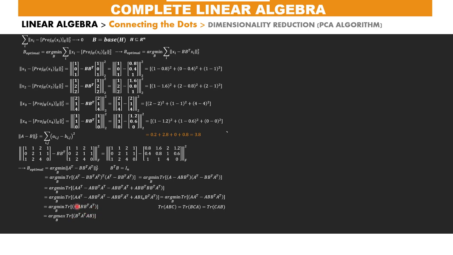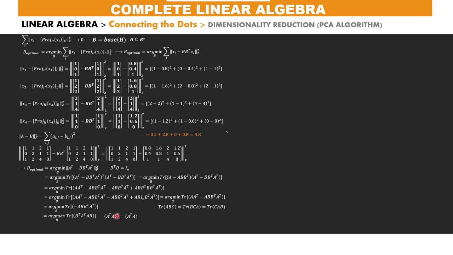And since the negative sign disappears, we move from argmin to argmax. So instead of wanting to minimize this, we are now trying to maximize this because we have taken the negative sign. We redefine our B optimal as basically the B which will maximize the trace of B transpose AB, where A is actually our data set and B is the base on which we are projecting each point on our data set.